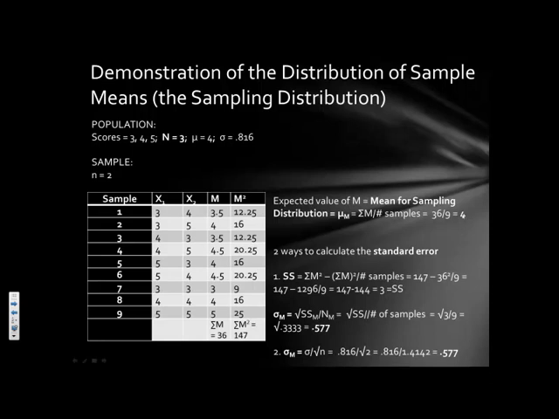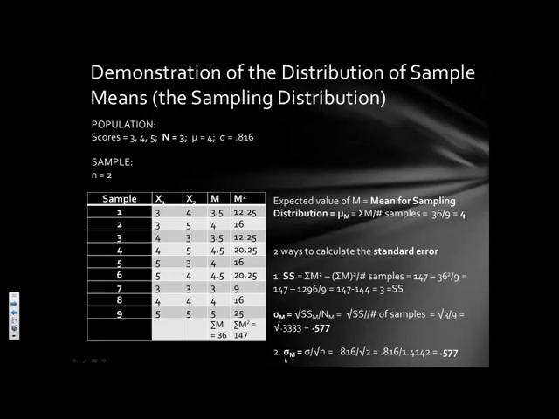Check it out. It's 4. The population mean is 4. So the expected value of the mean, or the expected value of the mean for the sampling distribution, is always equal to the population mean. This will always be the case. So I want to demonstrate that for you before I just tell you to believe me when we talk about the central limit theorem. Now there's two different ways to calculate the standard error.